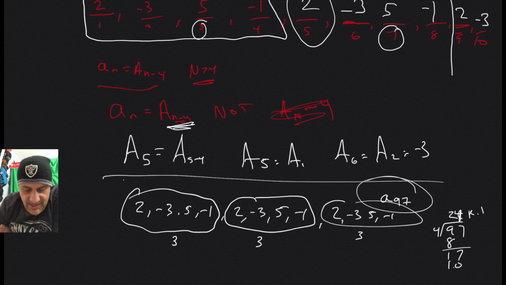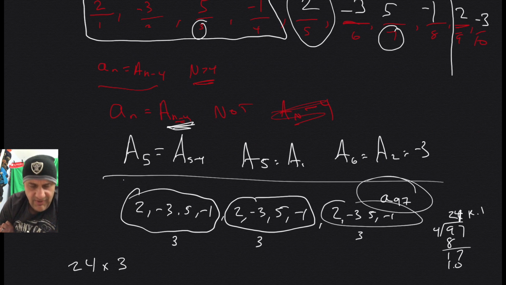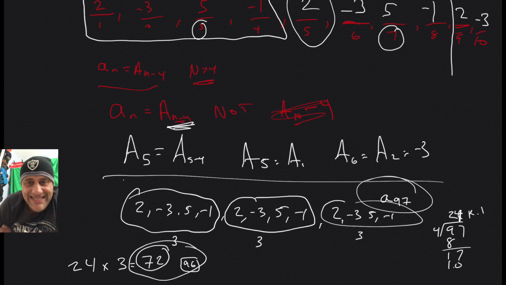What that means is we're going to have 24 sets that repeat, and every time they repeat, we get a sum of 3. That would take us to the 96th term. And what is 24 times 3? That is 60 plus 12, which is 72. So the sum of the first 96 terms is 72.